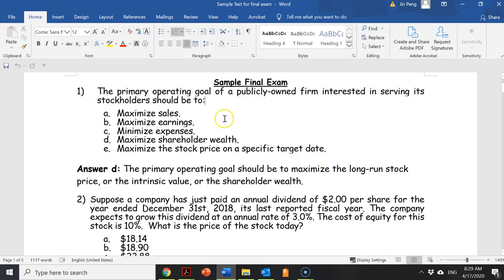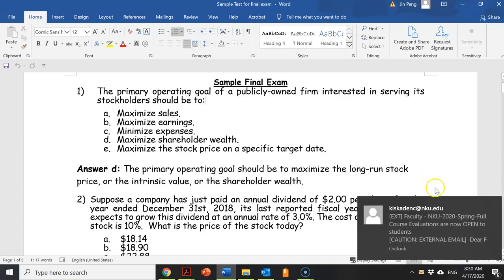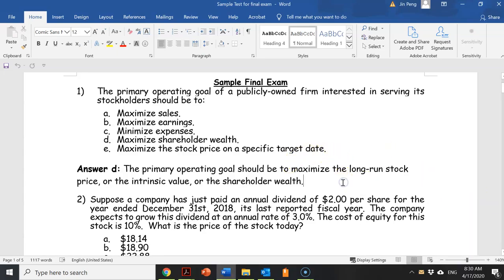Okay, so we discussed this question in the last chapter, chapter 13. Remember when we were looking at the optimal capital structure, we want the highest stock price, P0, possible. We also want the lowest WACC, weighted average cost of capital, possible. So from chapter 13, we could know that the primary goal of a publicly owned firm is to maximize stock price. In other words, maximize shareholder wealth.